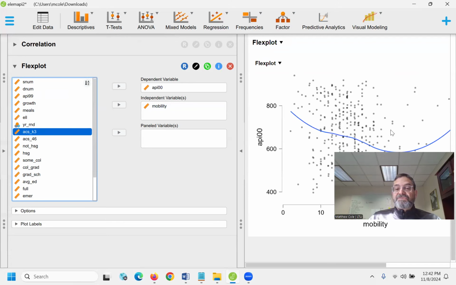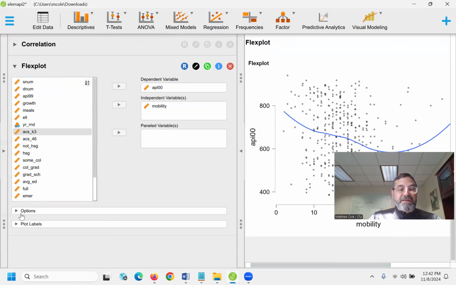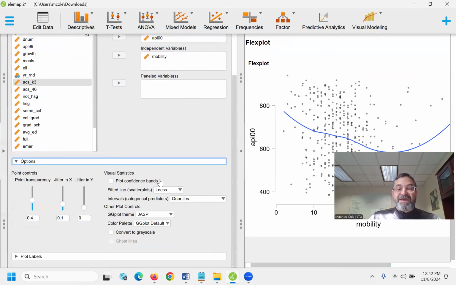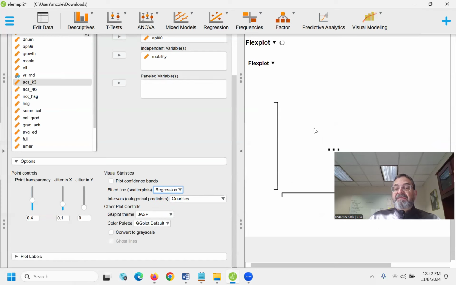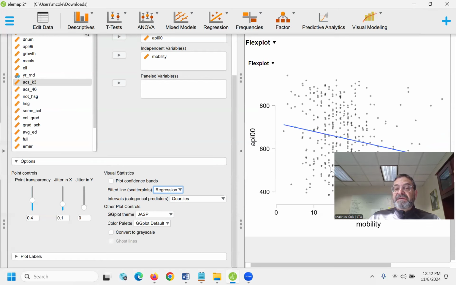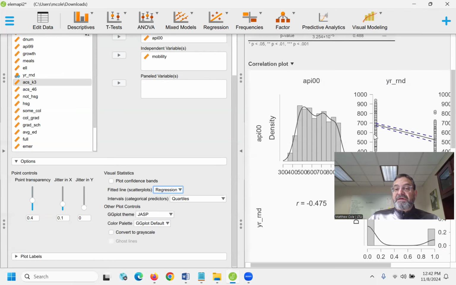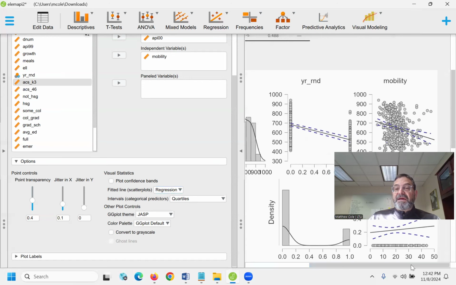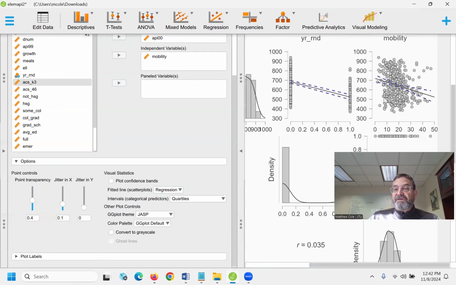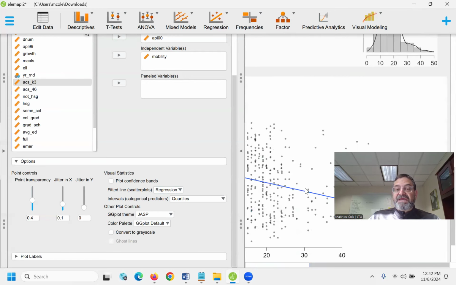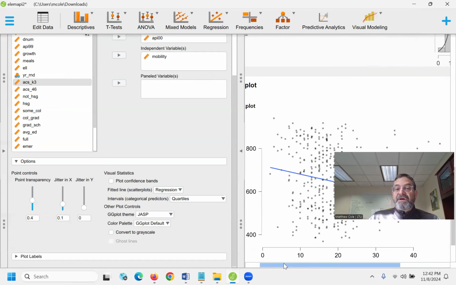So already now we can see, and what we've done in the options is we've asked for that smooth fitted line, right? If we were to change the line to regression, it would be the same line that we see, the same scatter plot that we see up here when we're looking at API and mobility, right? It's the same line with all of the points. There's the same line, okay?